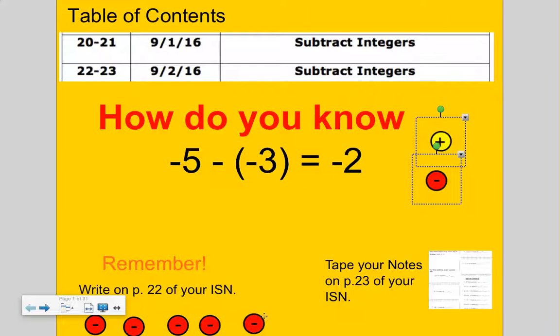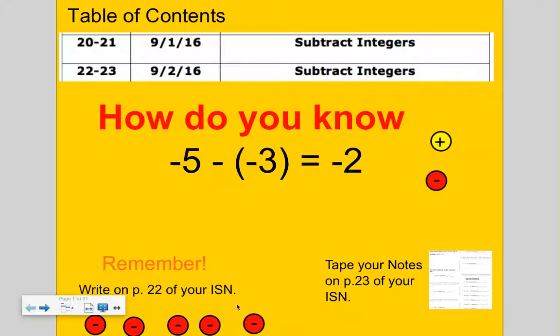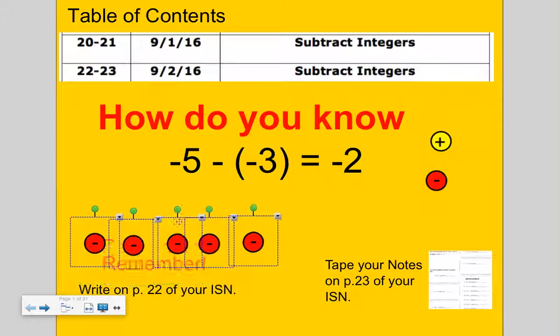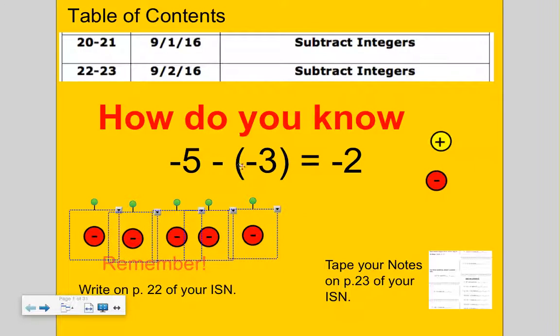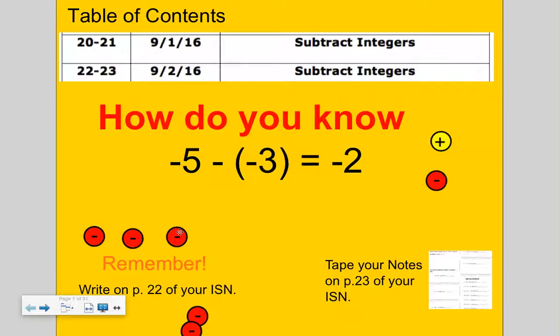So first of all, I'm going to use the modeling. I have negative 5. I have 5 negatives. I need to take away 3 of the negatives. So I take away this, I take away this, and this. The answer is negative 2.